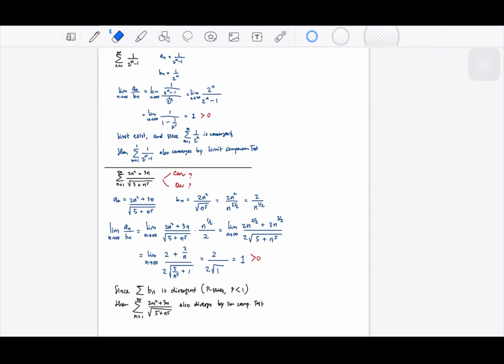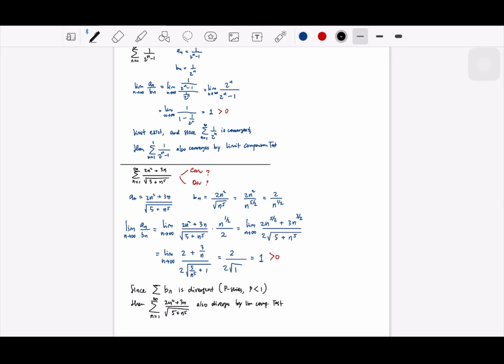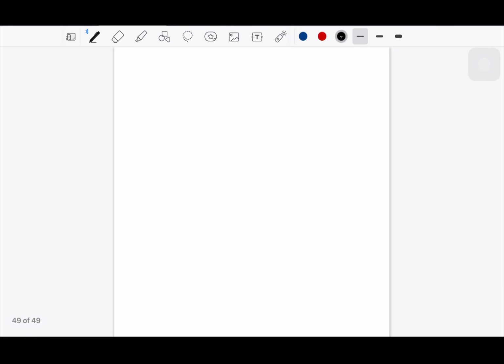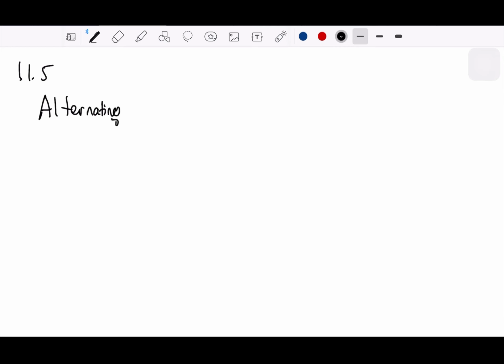Okay, now the next method will be the alternating series. So this is 11.5, the alternating series.